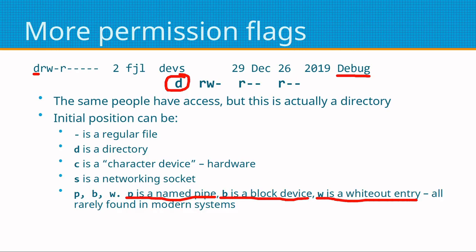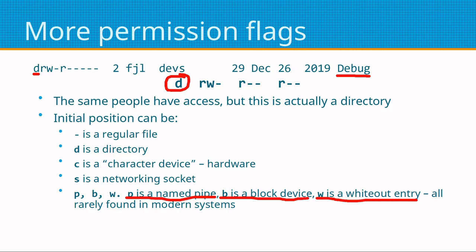So a whiteout file is actually a file in the directory that holds a place. It contains no data, you can't read it, you can't write it, and you can't overwrite it. So if you deleted a file on an overlay directory, it would be used to put it there. But anyway, it's very rarely found on modern systems.